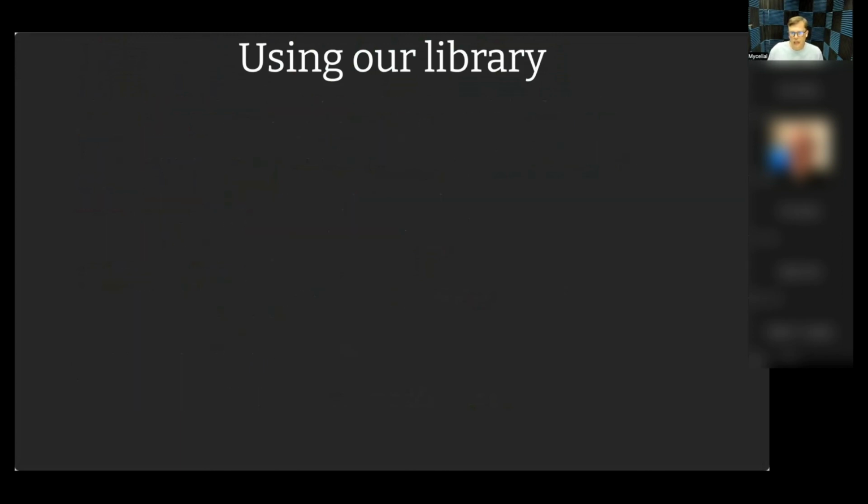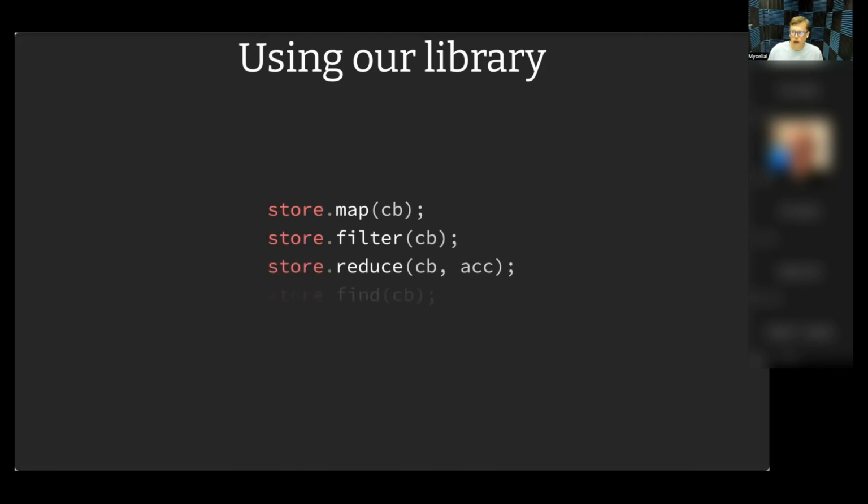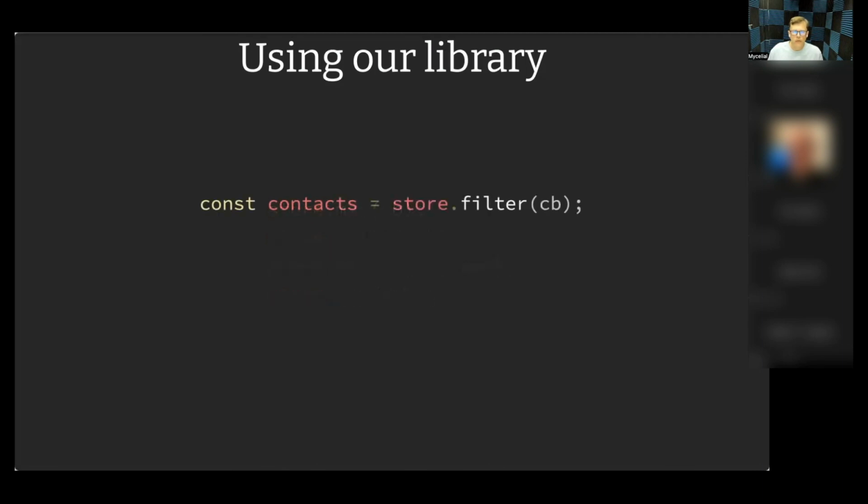Now, to access the data in our store, there are a few higher order functions that you can use, such as map, filter, reduce, and find. And if you're dealing with a collection, like a list of contacts, you can iterate it with the for loop. Now, there's more to our library than this, but this is enough info to start using it for a simple app like the Contacts app.